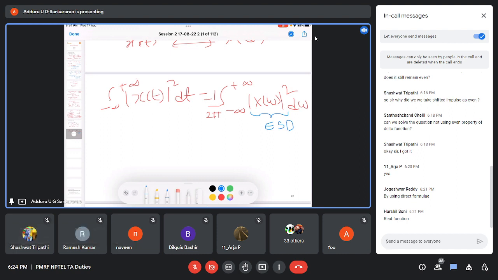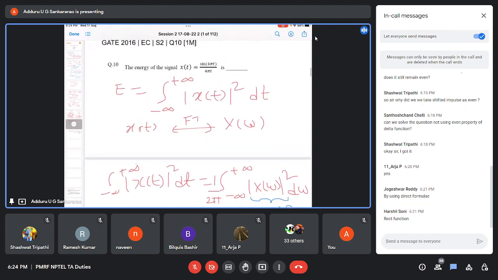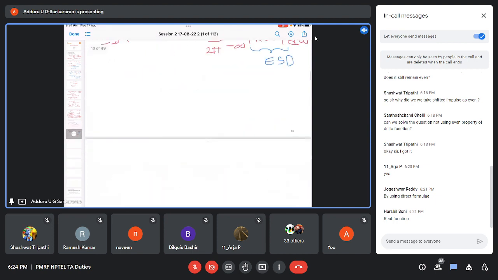So for this problem, if we use Parseval's theorem and calculate the energy in the frequency domain, then it is easy. For sinc, I think you know it. I'm not going to derive it here. It is a very standard one. Suppose you have a sinc function something like this, sin at by pi t.